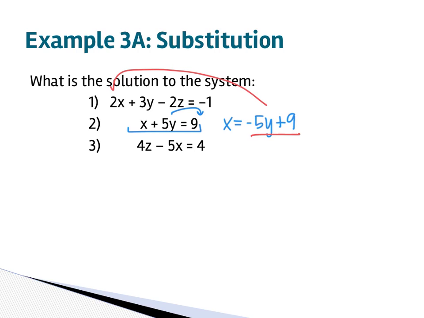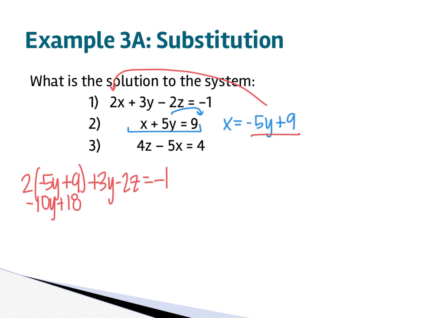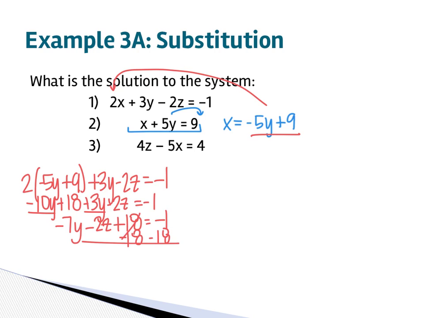So if I take that and put it in the top one, I get 2 times negative 5y plus 9 plus 3y minus 2z equals negative 1. Negative 10y plus 18, I'm just distributing, plus 3y minus 2z equals negative 1. That's negative 7y minus 2z plus 18 equals negative 1. And then I'm going to subtract 18 from both sides just so the variables will be by themselves. Negative 7y minus 2z equals negative 19.